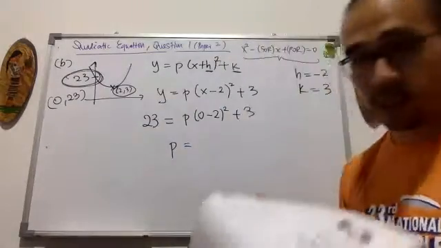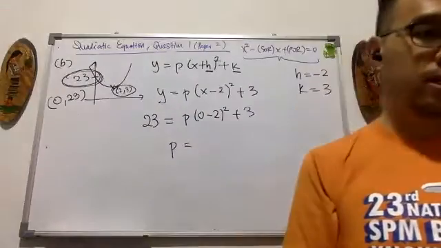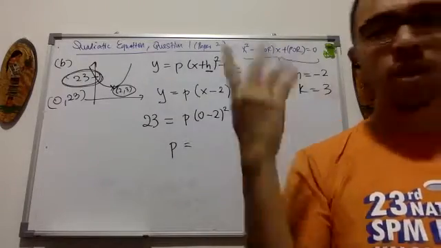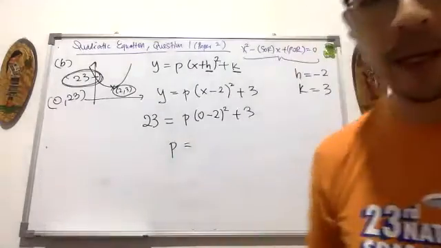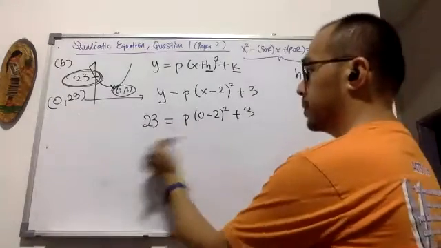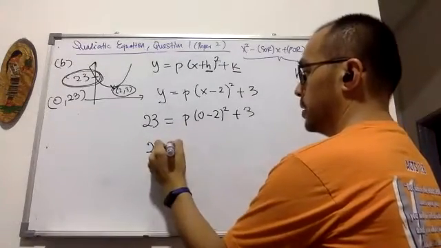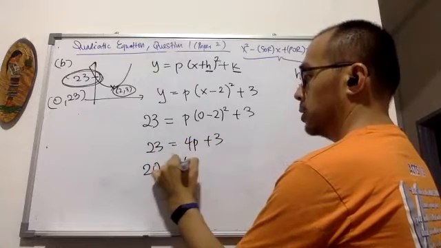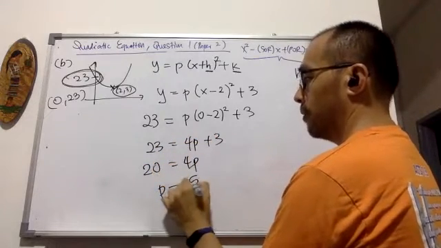Yes, Nicole. Okay, let me just double check the answer lah. Mana tahu lah saya salah gitu. Oh yeah, but there's no answer for this. Sorry. Since there's no answer, I better give you lah. Nicole, you can ask first if you want 4p plus 3. So 20 equals to 4p, p equals to 5.